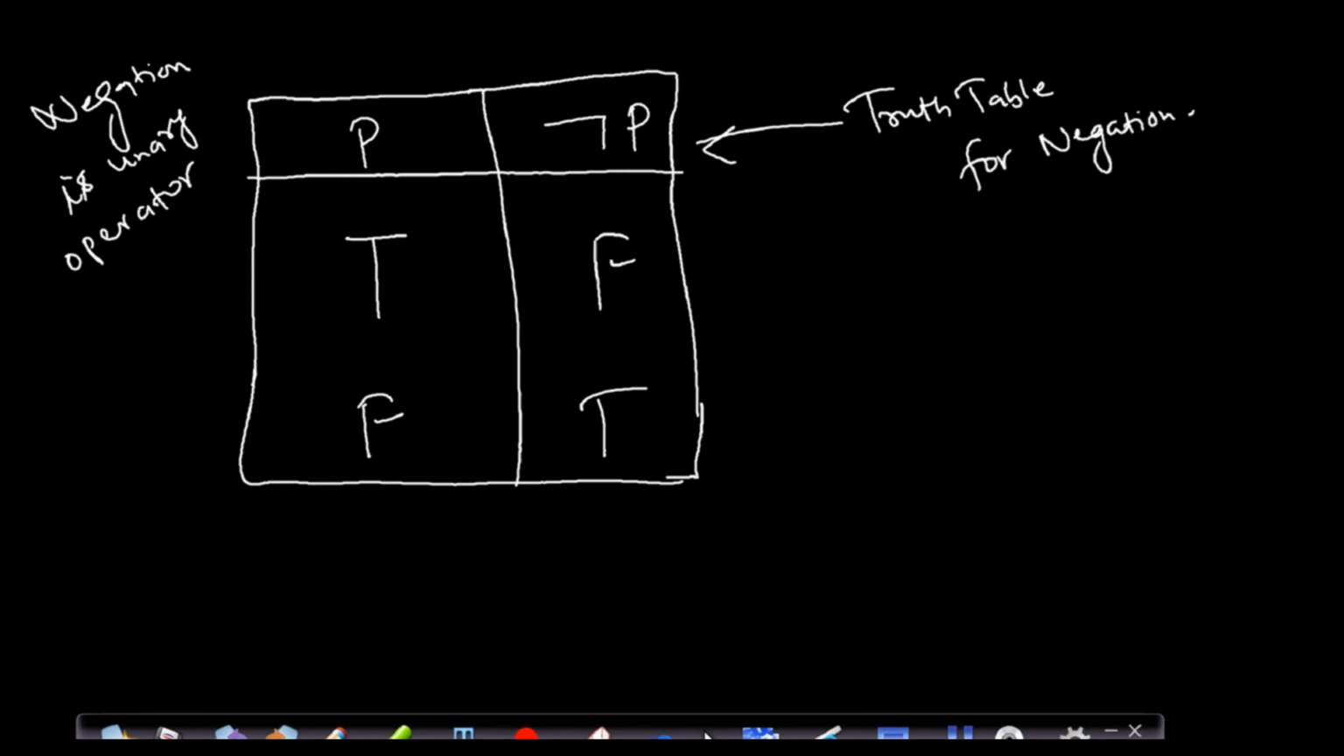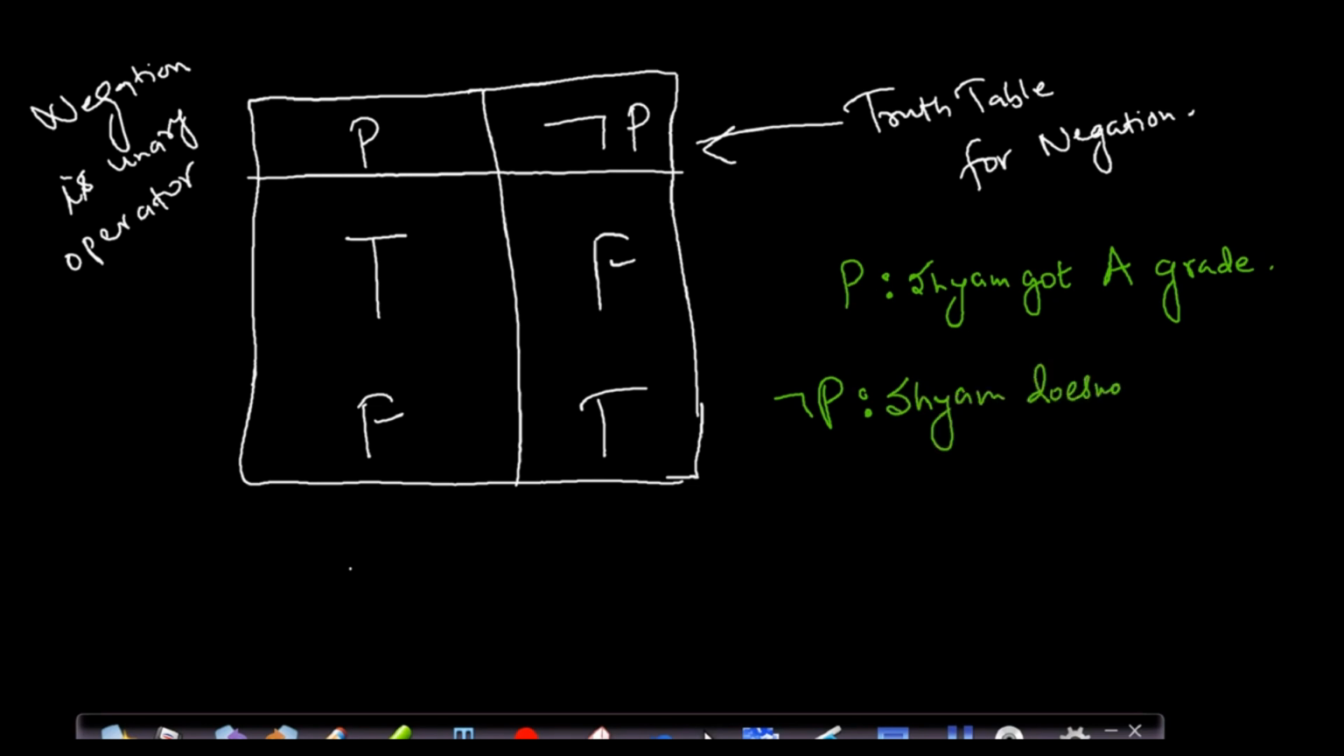Let's take some statements to get the feel of what negation is. P: Shyam got A grade. What would be the negation of P? The negation of P would be: Shyam does not get A grade.